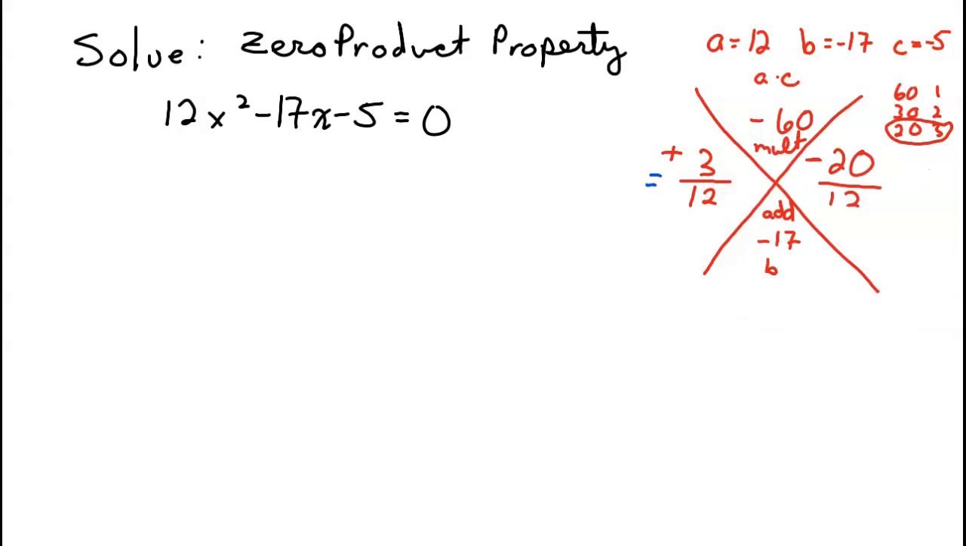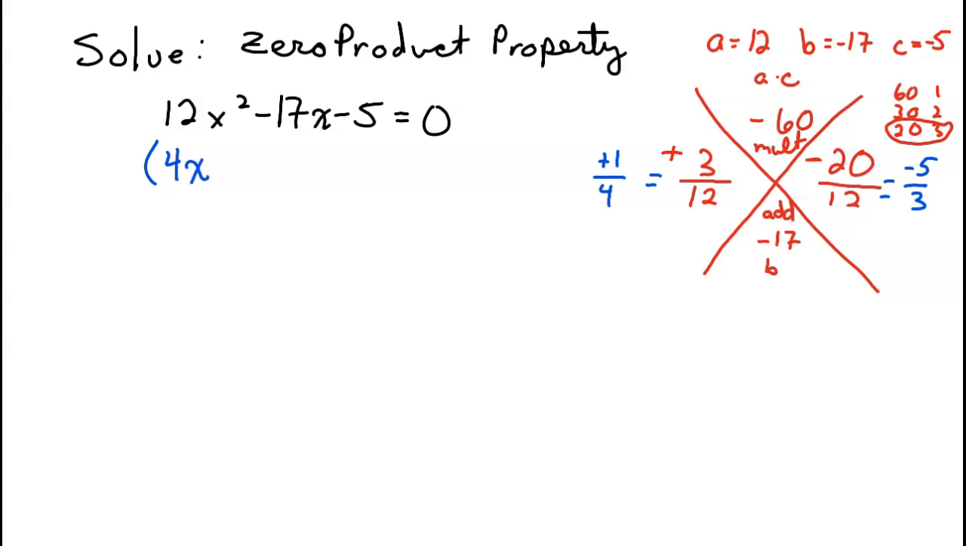Now I simplify these. 3 and 12, a 3 will divide into both, so I will get a 1/4. 20 and 12, both of those are divisible by 5, so I'll get a negative 5. Both of those are actually divisible by 4, so I'll get a negative 5/3.